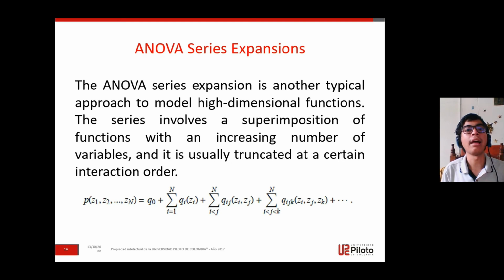And the third and last algorithm is the ANOVA series expansion. The ANOVA series expansion is another typical approach to model high-dimensional functions. The series involves a superposition of functions with an increasing number of variables, and it is usually truncated at a certain interaction order. This is the formal equation of the ANOVA series expansion algorithm.